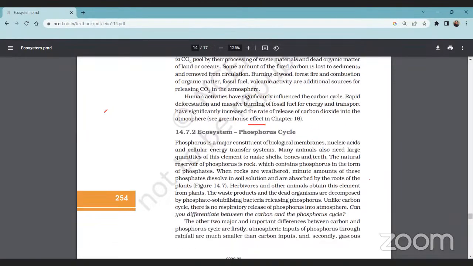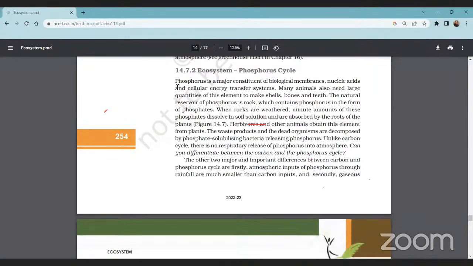And next, the phosphorus cycle. Phosphorus is a major constituent of biological membranes, nucleic acids and cellular energy transfer systems. Okay, it is very important in biological membranes. Many animals also need large quantities of this element to make shells. For the formation of shells, bones, and teeth, they need phosphorus.